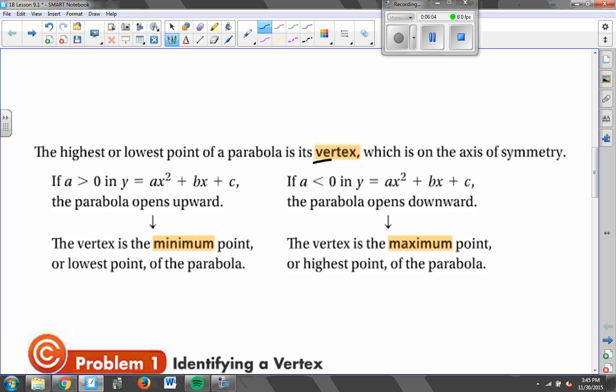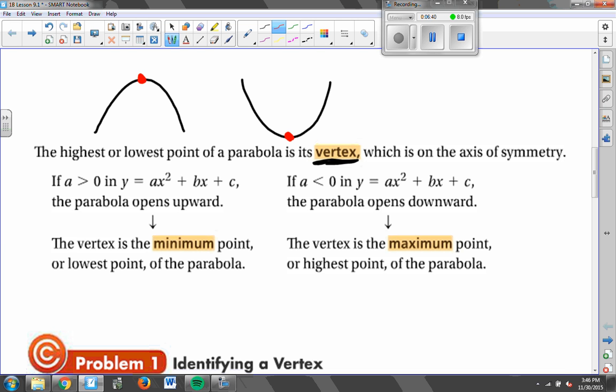First word that we're going to have to identify, really, is the vertex. The highest or lowest point of a parabola is its vertex. So highest point obviously would mean it comes up and goes back down. And the vertex would be here. Lowest point would mean it goes down and then comes back up. Its vertex would be here. And those are vertexes. They are the top or bottom of the parabola.